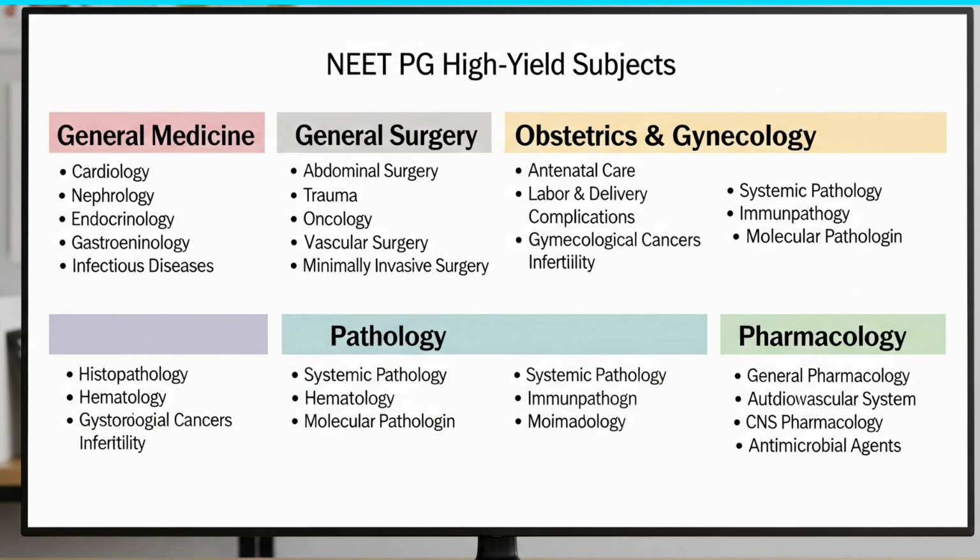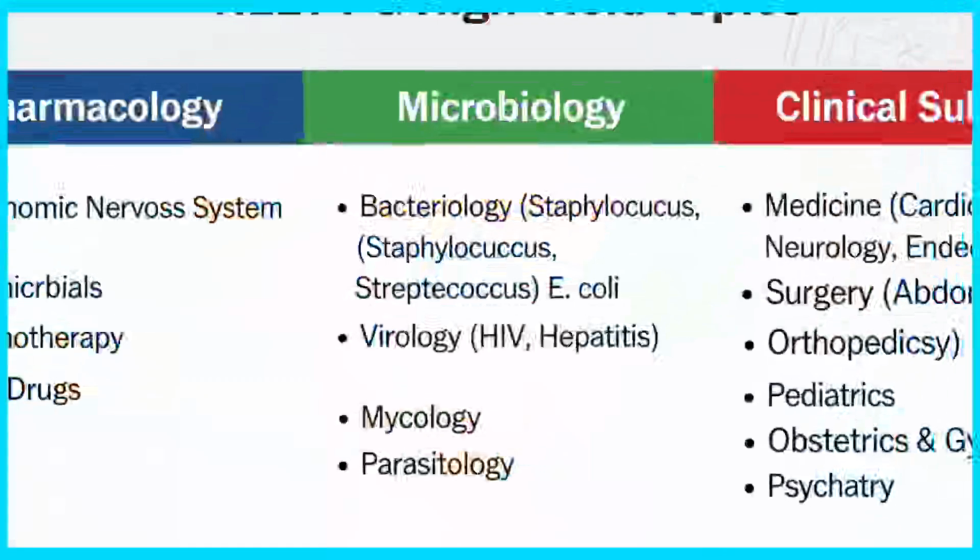Pathology and pharmacology, these are the backbone of many clinical subjects. A strong foundation here will significantly help you in other areas. Preventive and social medicine, PSM, often overlooked, but it has a significant weightage and is a good scoring subject.